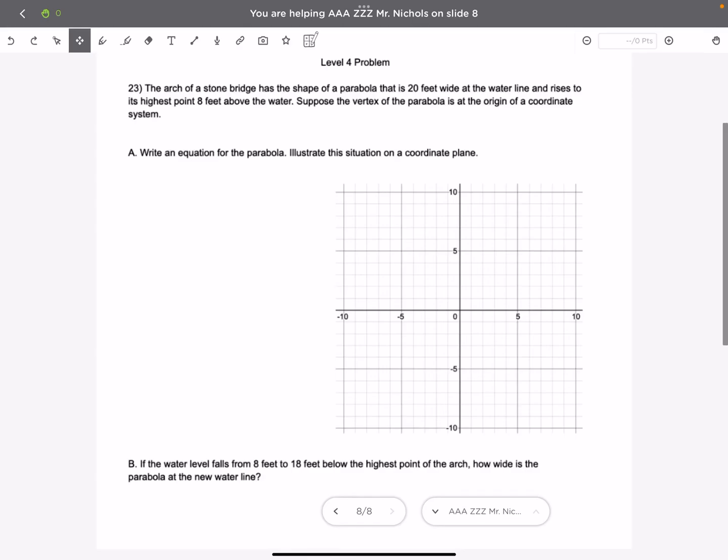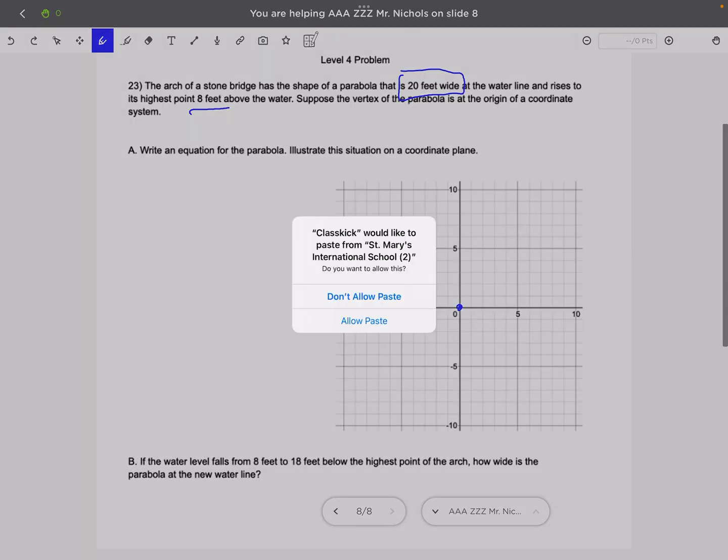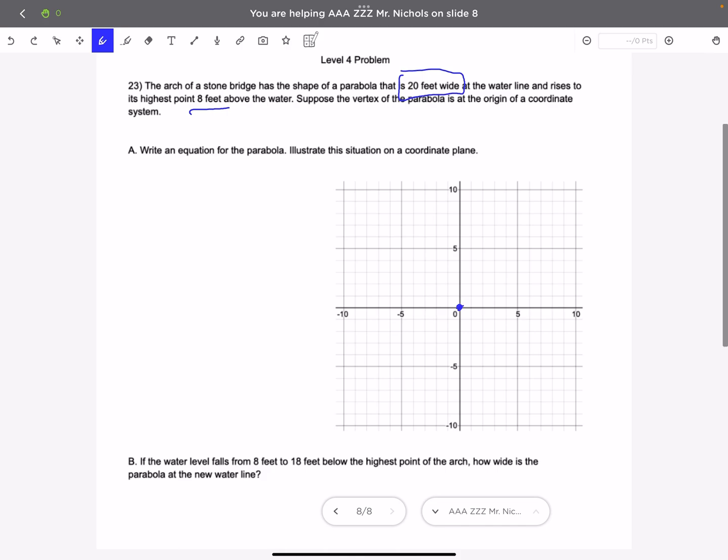Okay, so the arch of a stone bridge has the shape of a parabola that is 20 feet wide at the water line. So at the water line, that's kind of where the water is under the bridge, and rises to its highest point 8 feet above the water. Suppose the vertex of the parabola is at the origin. So this is going to be the vertex. And then let's write an equation for the parabola.